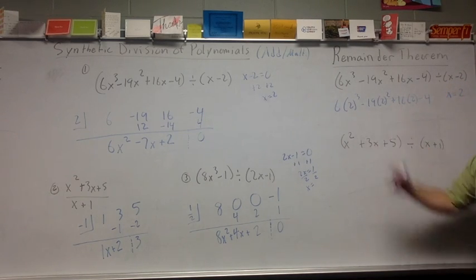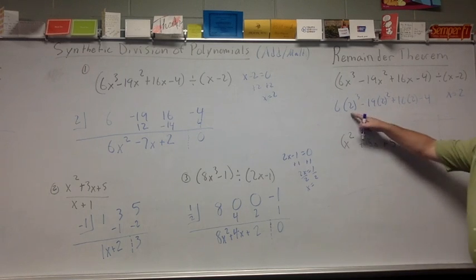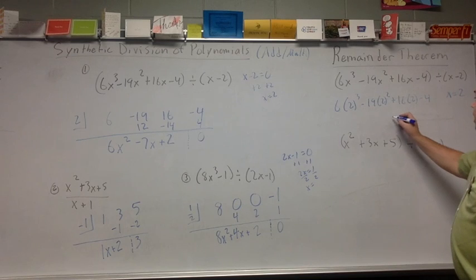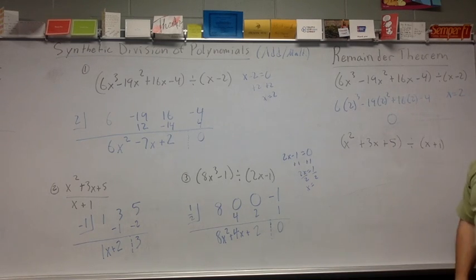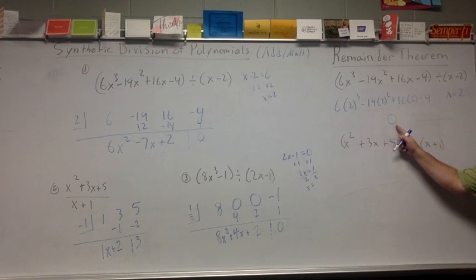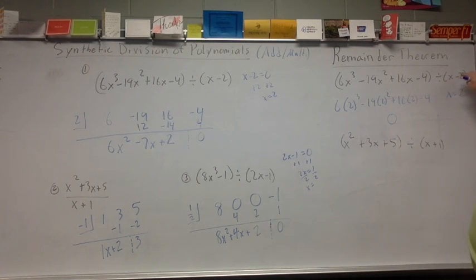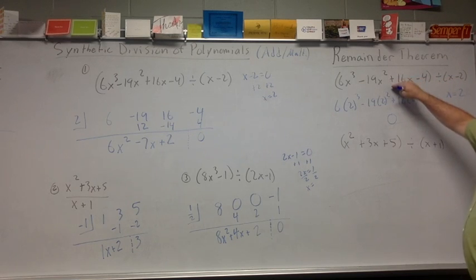Now I definitely have some arithmetic to do here, but when I multiply this all out and then add and subtract, I get 0. That's my remainder. So knowing I got a remainder of 0 tells me that this factor works.